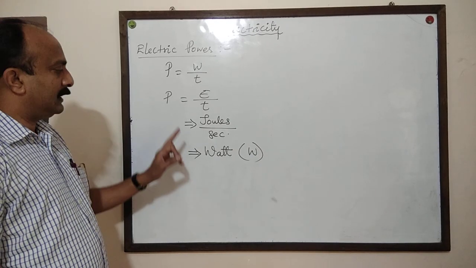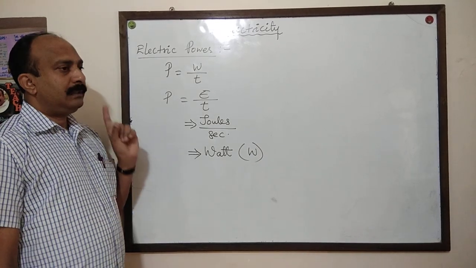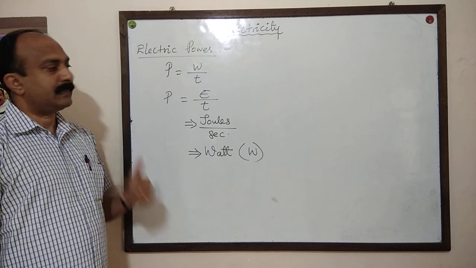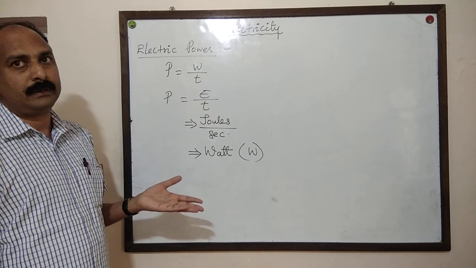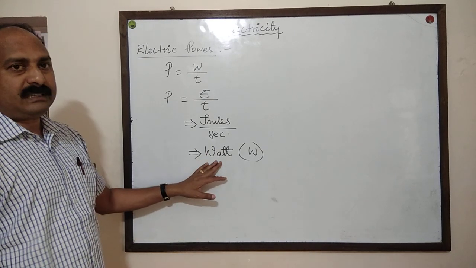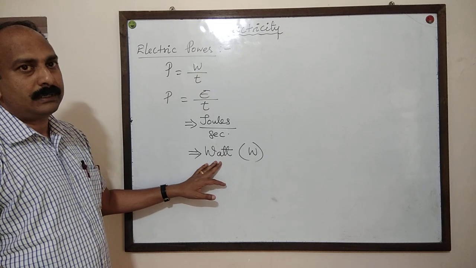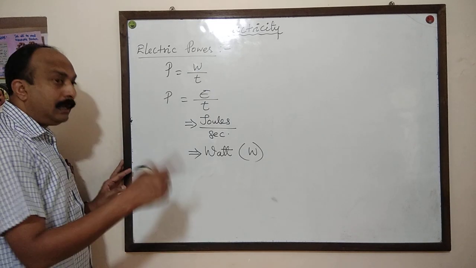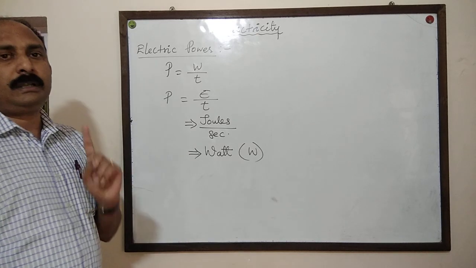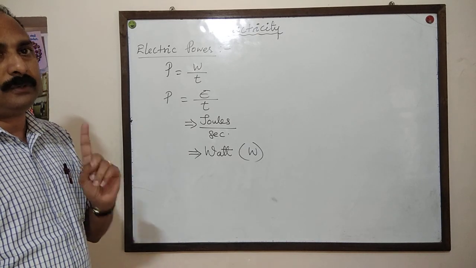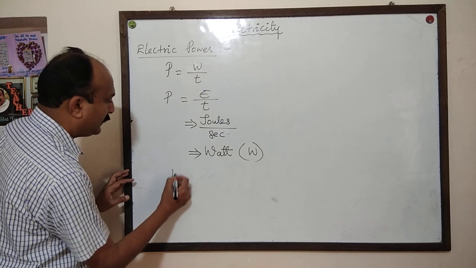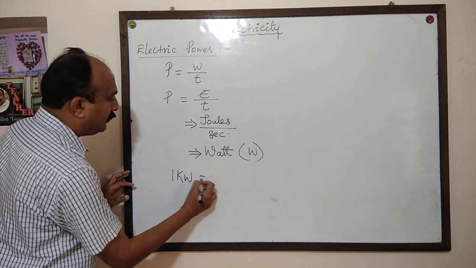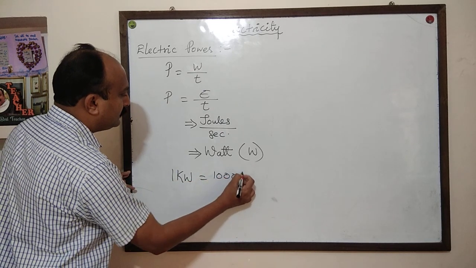Now let us see, there are some more bigger units of electric power. Watt is comparatively a small unit. So other bigger units of electric power are kilowatt, and 1 kilowatt is equal to 1000 watt.